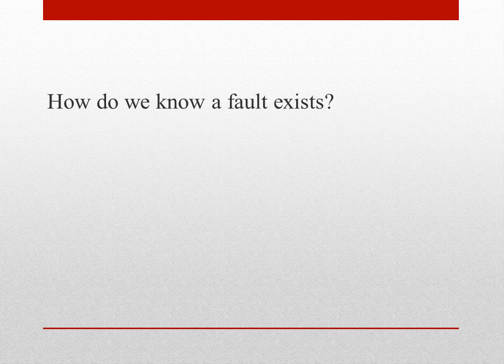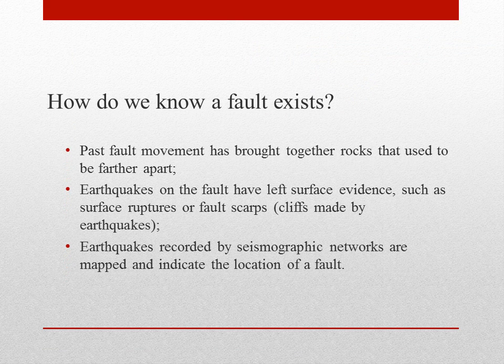How do we know a fault exists? Past fault movement has brought together rocks that used to be farther apart. Earthquakes in the fault have left surface evidence, such as surface ruptures or fault scarps, cliffs made by earthquakes, and earthquakes recorded by seismographic networks are mapped and indicate the location of a fault.